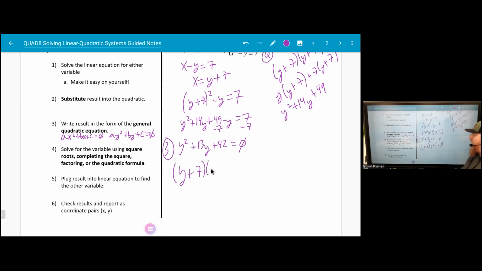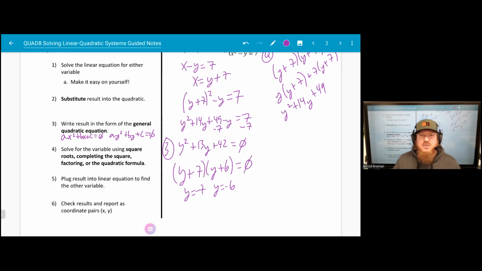equals 0. Now what I'm going to do is find my y values. I've got 2. This crosses 2 times. This has 2 solutions. Those solutions are when y is -7, when y is -6. Well, just like in the linear example, they don't just intersect at a y value. We also got to find an x value. Fortunately for us, we've already found out that x is equal to y plus 7.